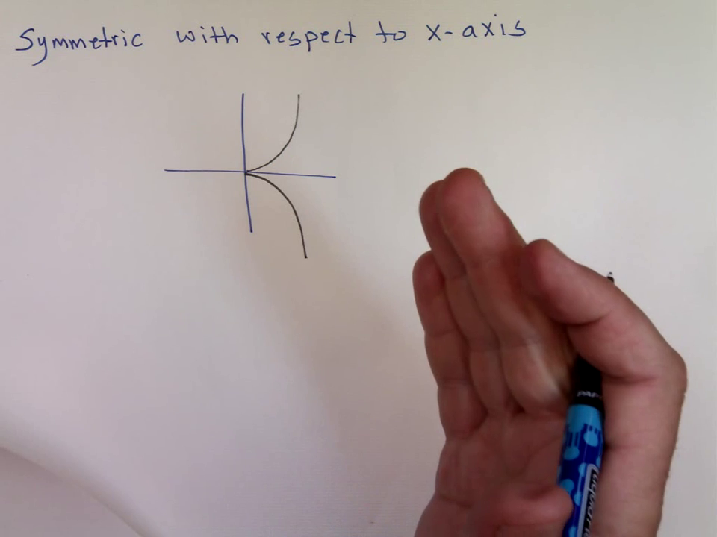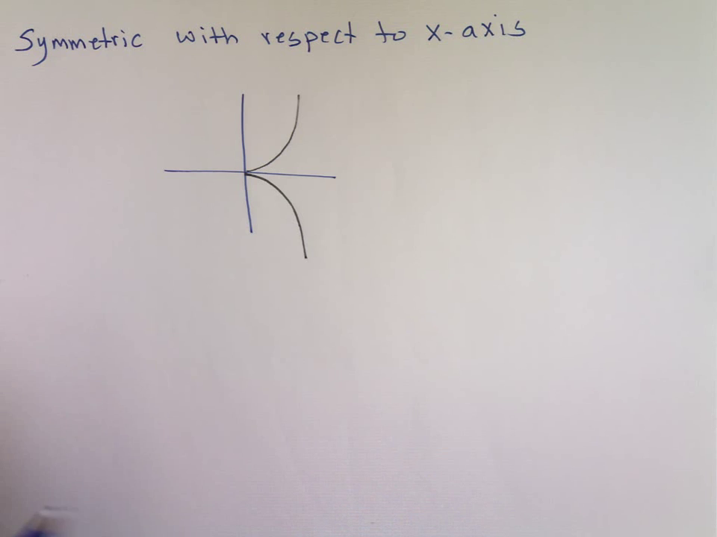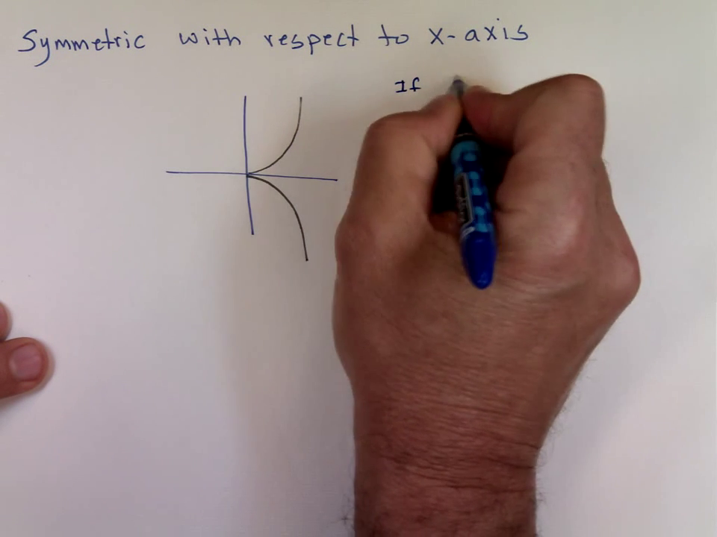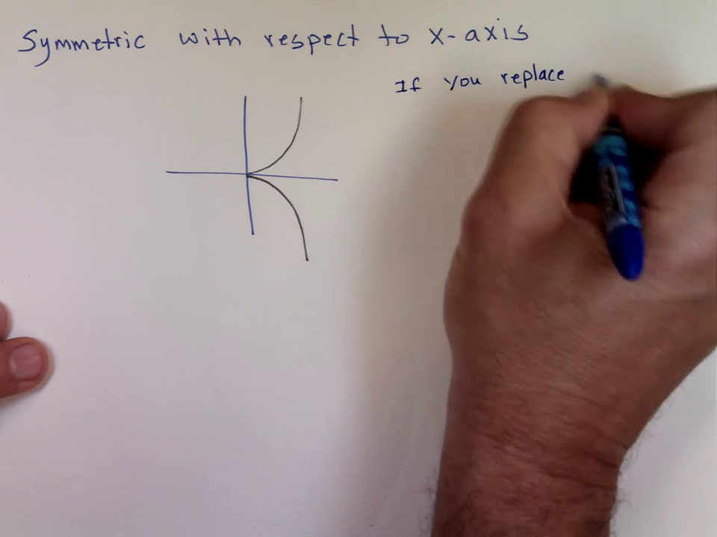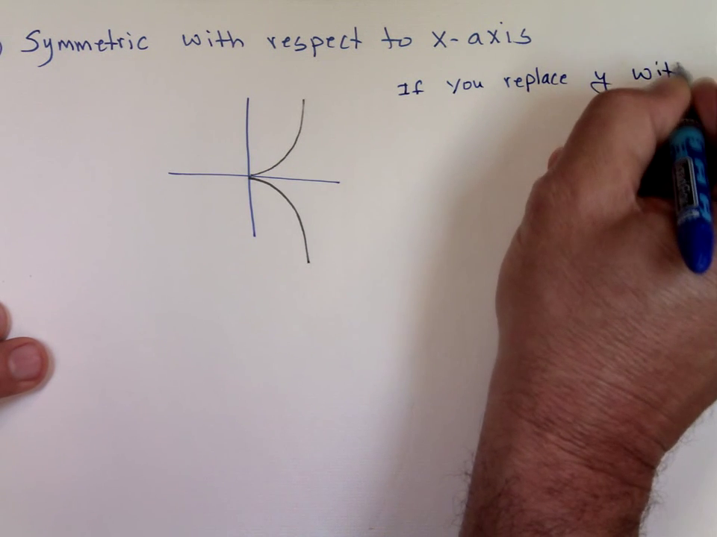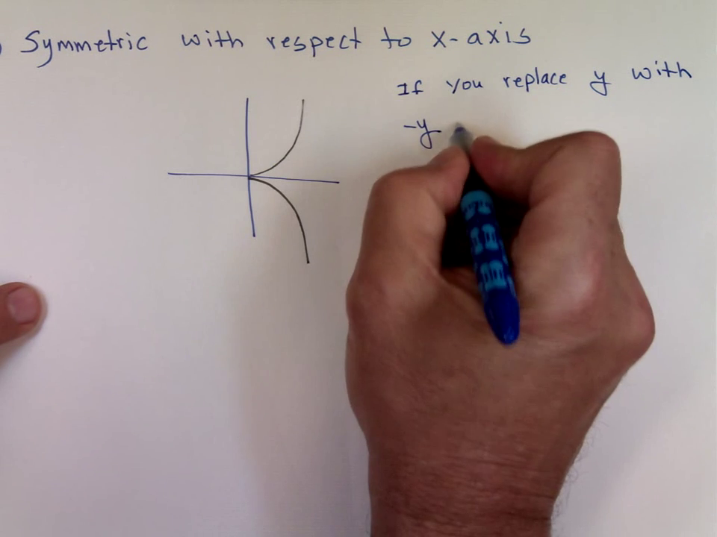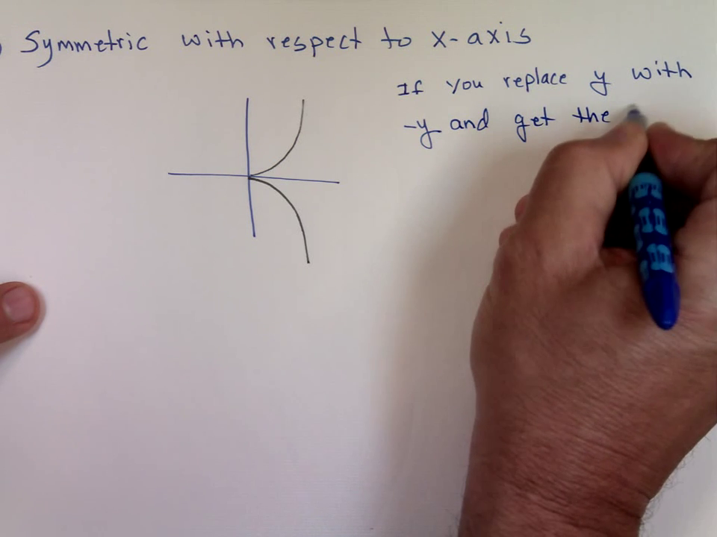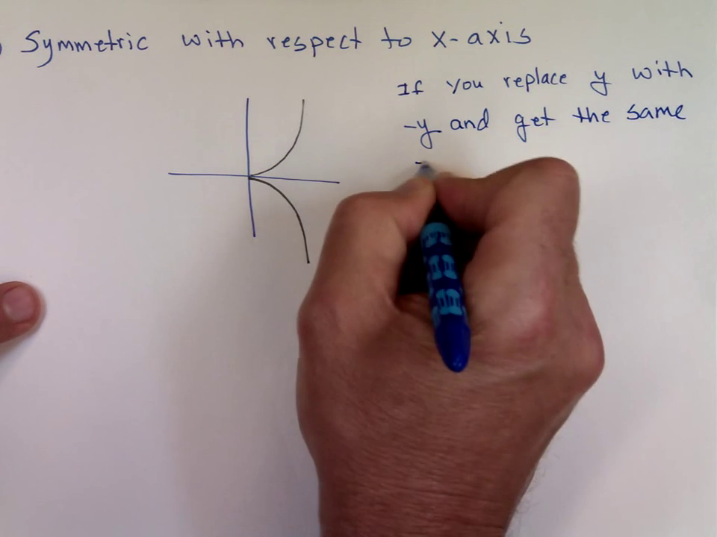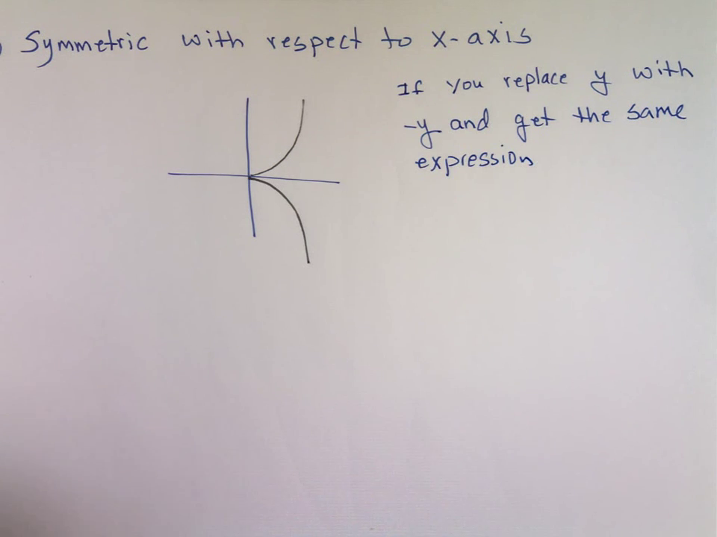But how do you know the graph is symmetric with respect to the x-axis? If you replace y with negative y and your expression doesn't change, if you replace y with negative y and get the same expression, that's symmetric with respect to the x-axis.